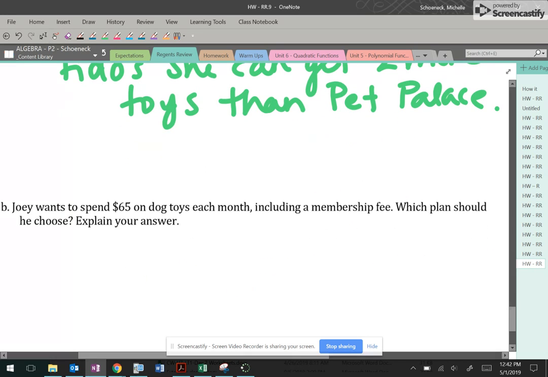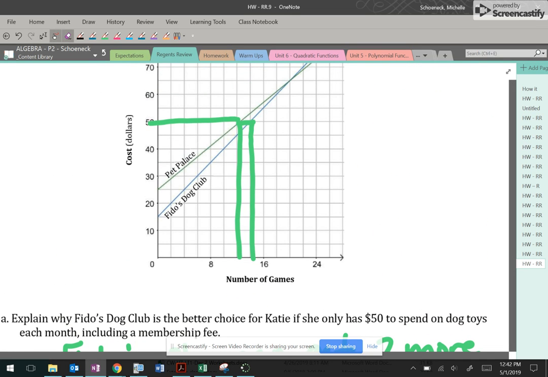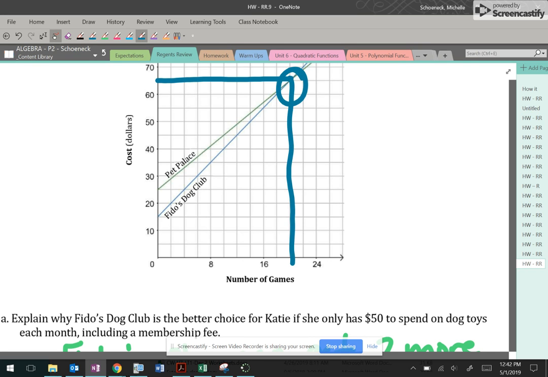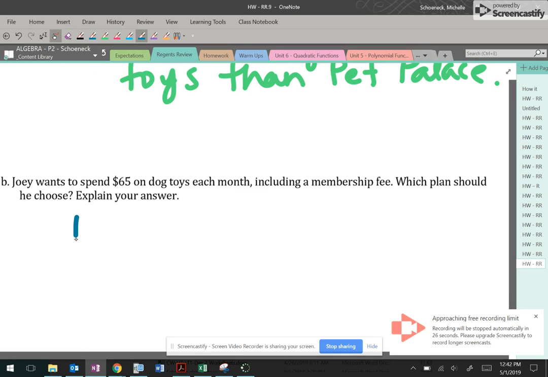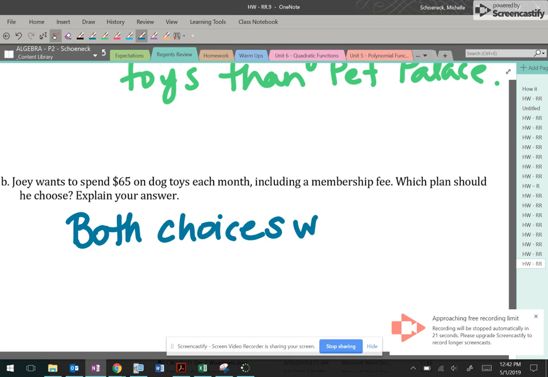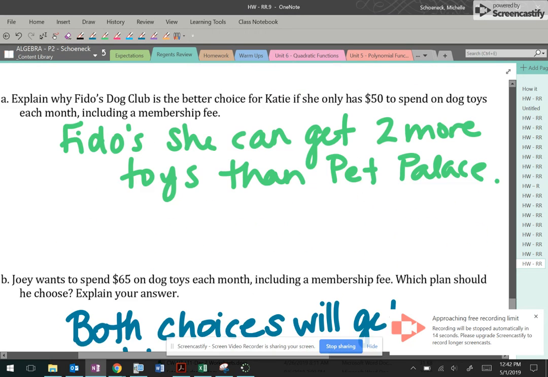All right, next question. Joey wants to spend $65 on dog toys each month. Which plan should he choose? So we're going to do the same exact thing here. I'm going to go over to 65, which is up here. Oh, and look at that. That's right where they intersect. So that means he can choose either, or both choices will get him 20 dog toys.